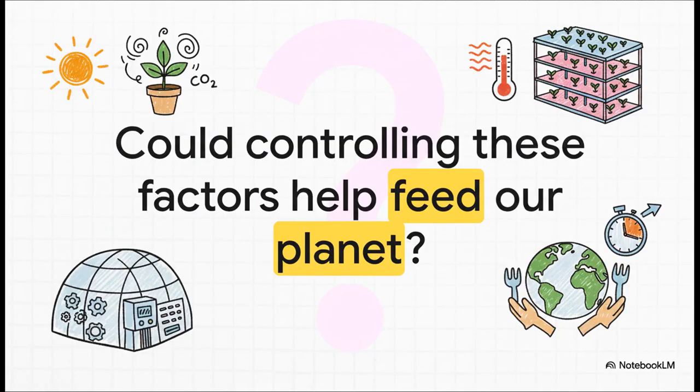And all of this brings us to one final, massive question. We've cracked the code of a plant's speed limit. We understand the roles of light, CO2, and temperature. So just imagine if we could perfectly control all of these things, say in a giant greenhouse or a vertical farm. What could unlocking a plant's true maximum speed really mean for the future of agriculture and for our ability to feed a growing world?